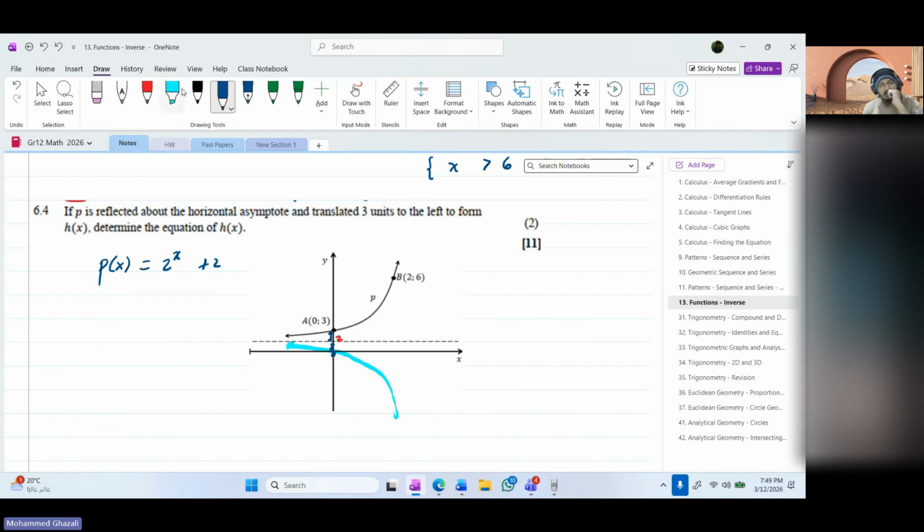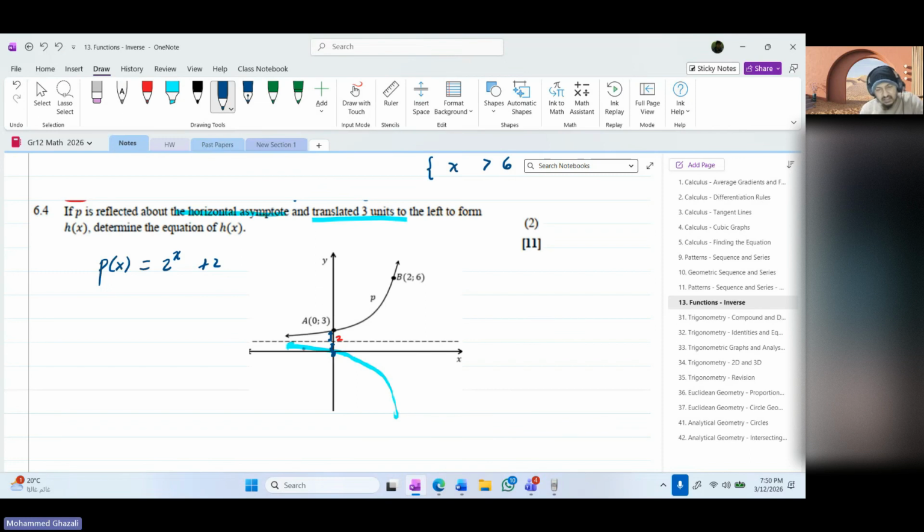So first reflect this graph about the horizontal asymptote and translate 3 units to the left. Don't know about the translation. We'll come to that. There's 2 parts to the graph. P is reflected about the horizontal asymptote. We reflected it about the horizontal asymptote and determine the equation of h of x.